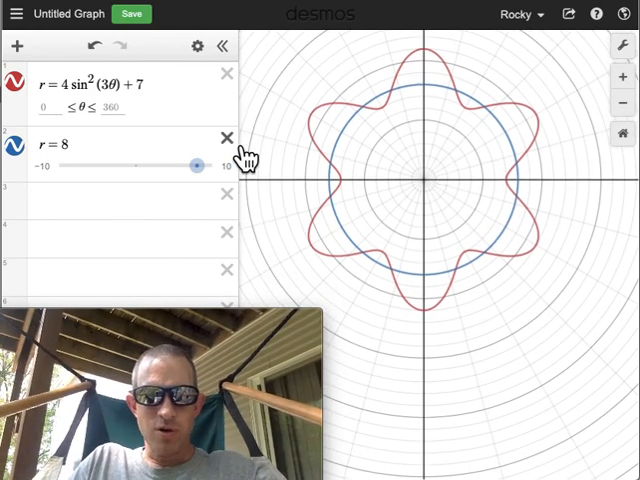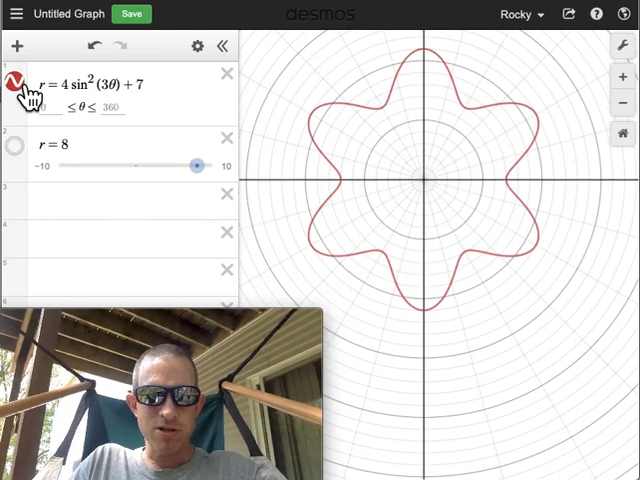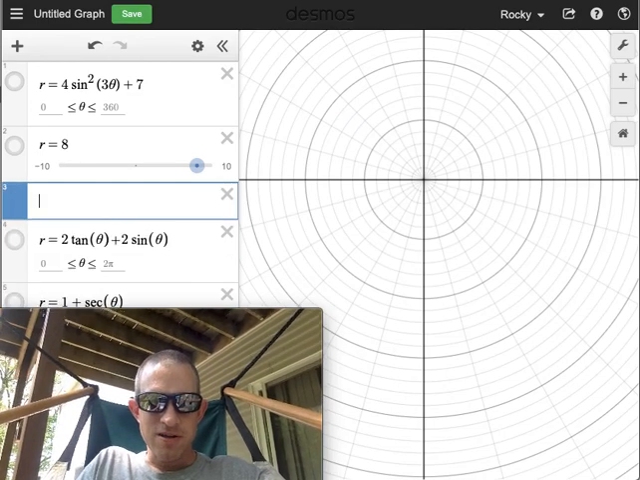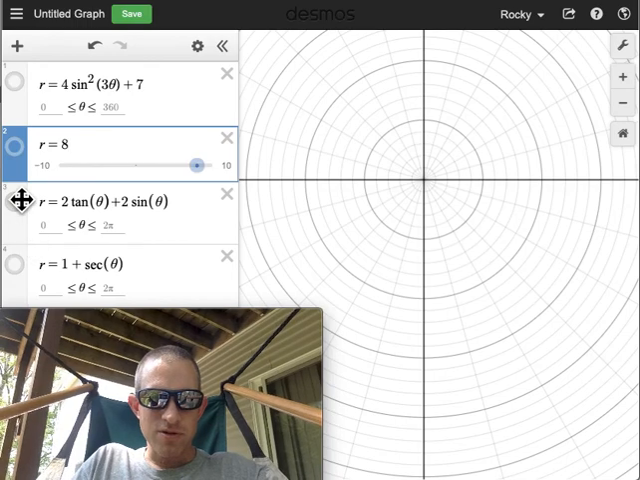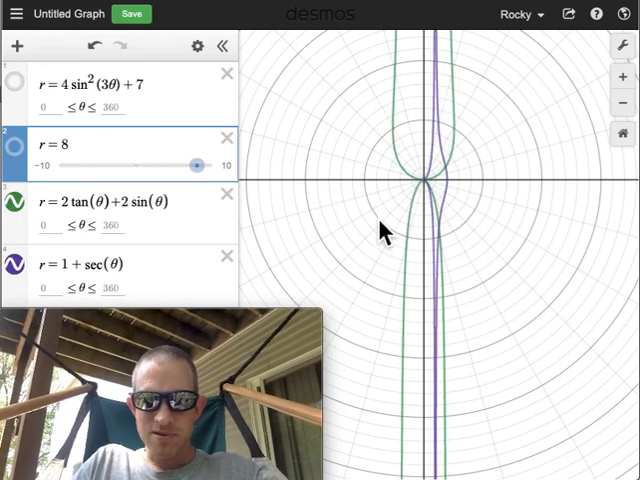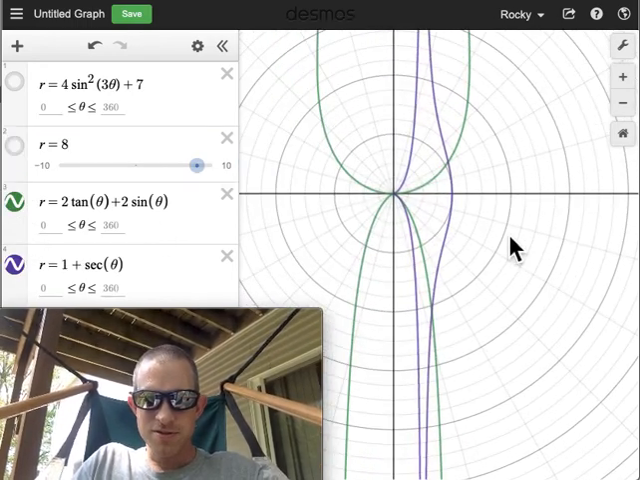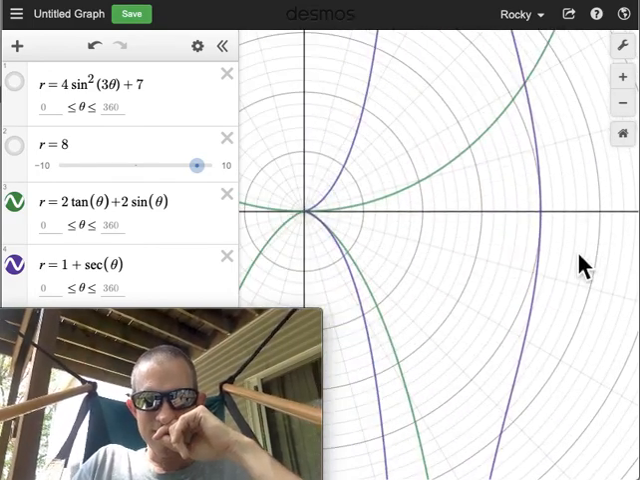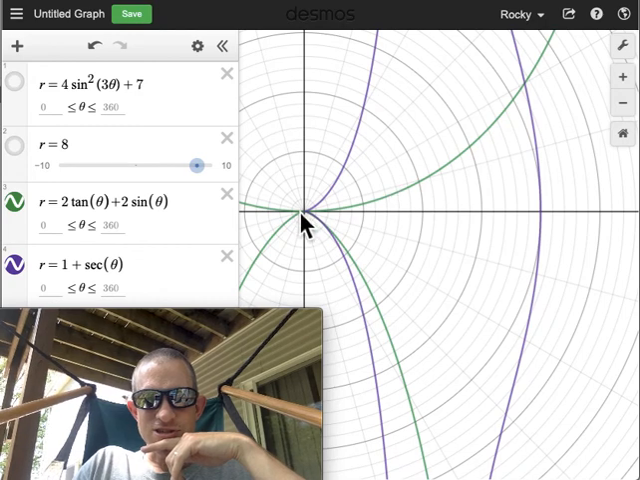The other equation, let me show that one a moment. That one is really squirrely looking. So if we turn those on, here are those two curves. And yeah, it's kind of strange looking.